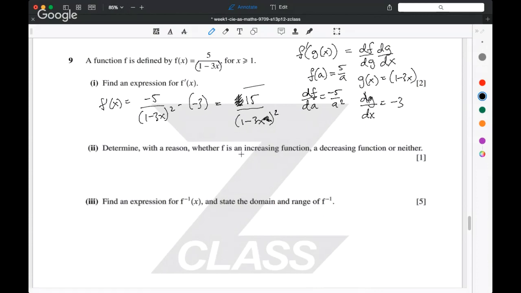So now they're asking us to determine if f is increasing or decreasing, or neither. So this means that it's always increasing.